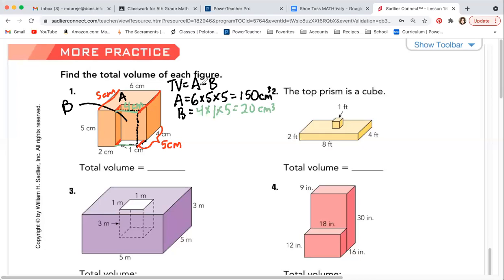We're going to subtract those 2 volumes. Hey, I'm on a Zoom. Subtract those 2 volumes, 150 minus 20. What do we get? 130 centimeters cubed.